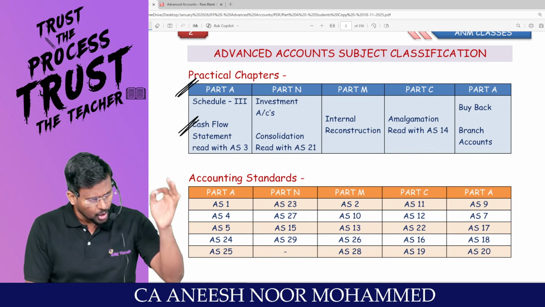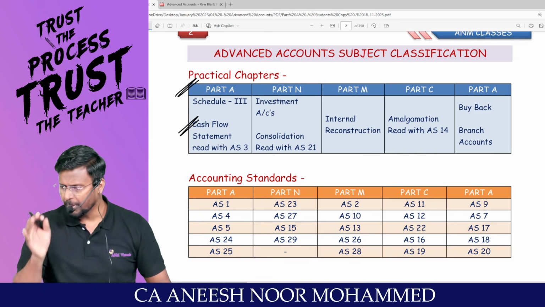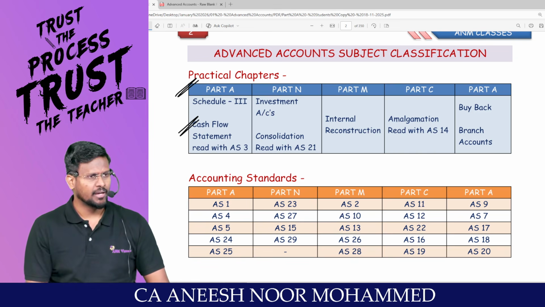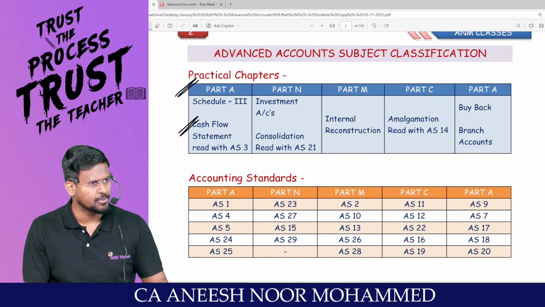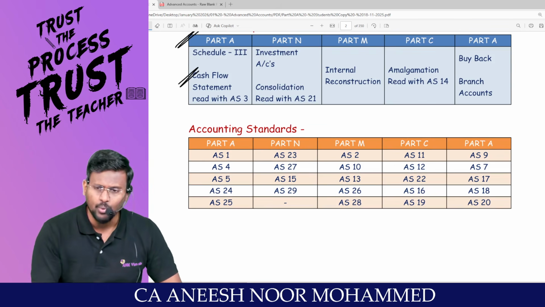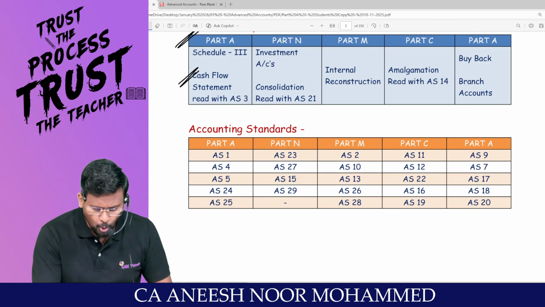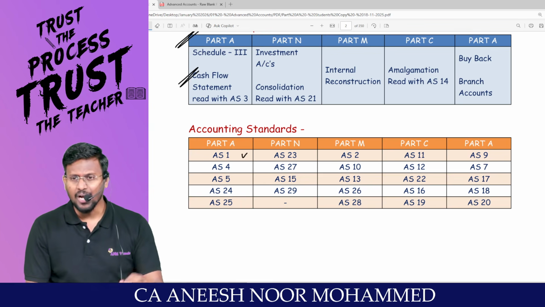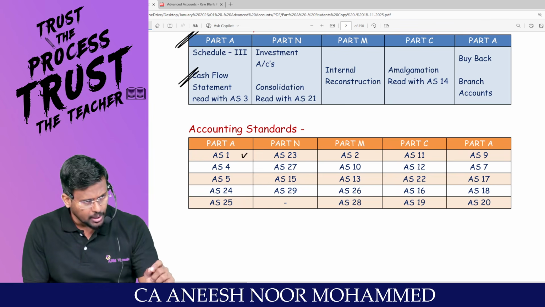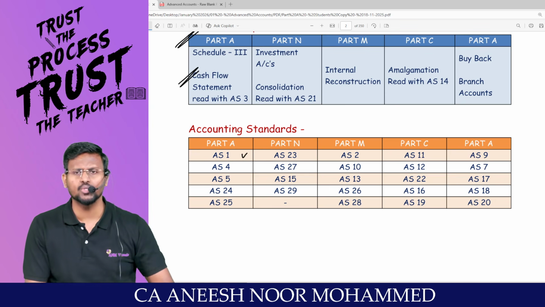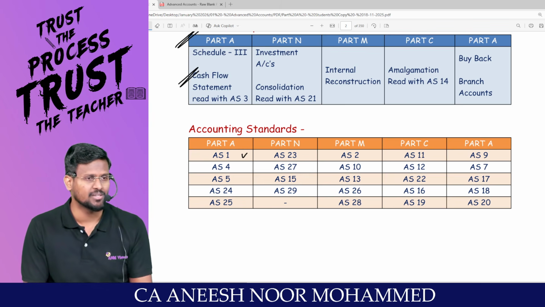So what is preparation of financial statements? That is our Part A. When we prepare the financial statements, everyone should prepare them in the same way. That means, my dear lovable students, for that we have accounting standards. When we prepare the financial statements, we follow accounting policies. What accounting policies has the company followed? And those accounting policies should be communicated to the users of the financial statements. That's what AS 1 is, disclosure of accounting policies.